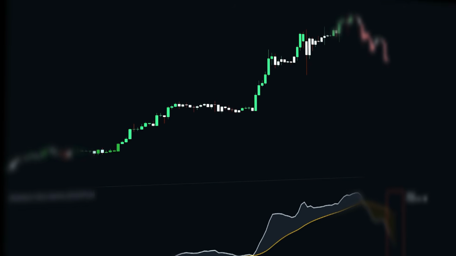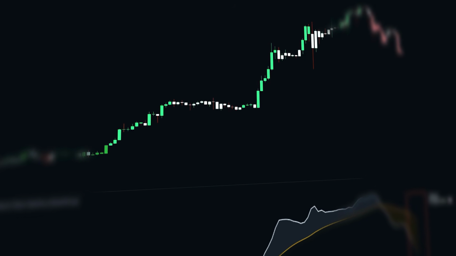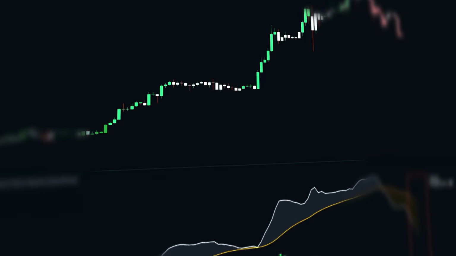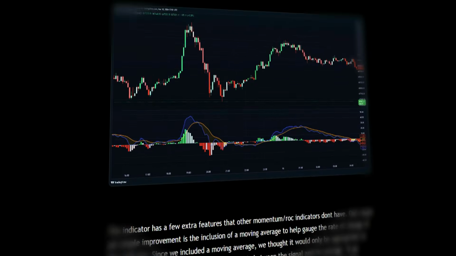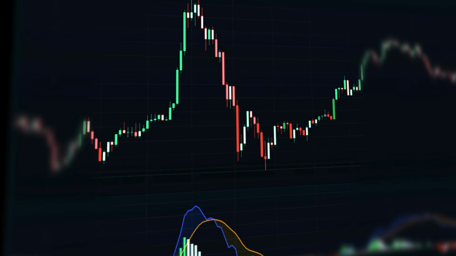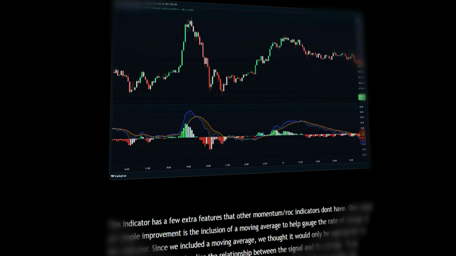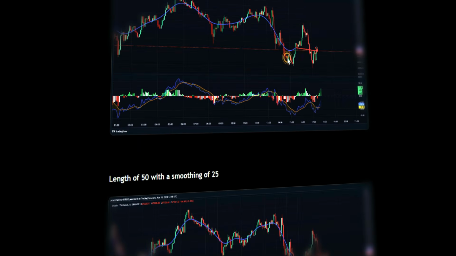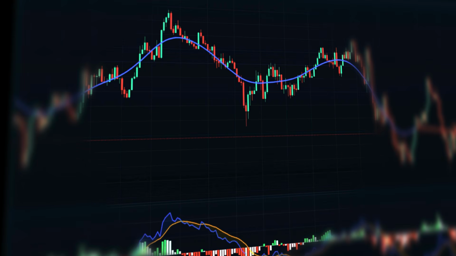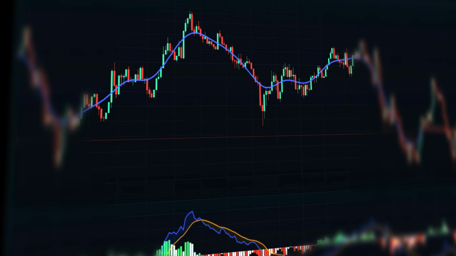Instead of getting bogged down by every little price tick, this tool's job is to smooth out the data. It helps you see the main direction of the market's energy without all the noise. It also colors the candles for you, which is a nice visual shortcut. A bright green candle might suggest strong upward momentum, while a lighter green could mean things are still bullish but maybe losing a little steam. It's just a quick way to gauge the market's energy at a glance.